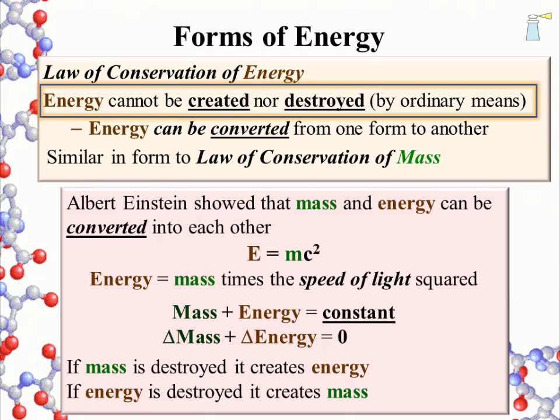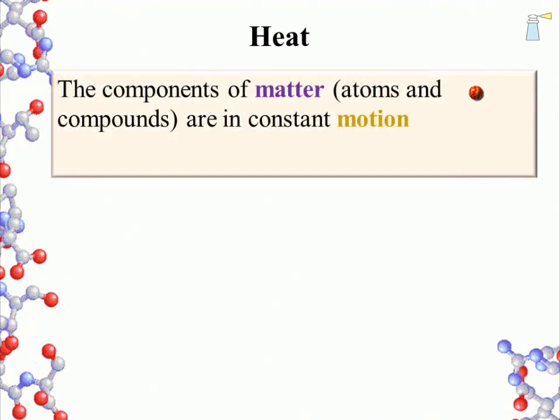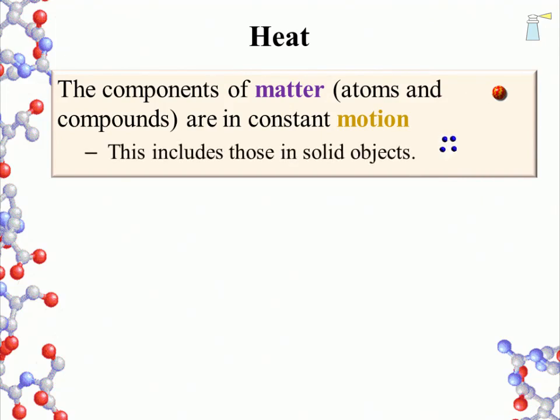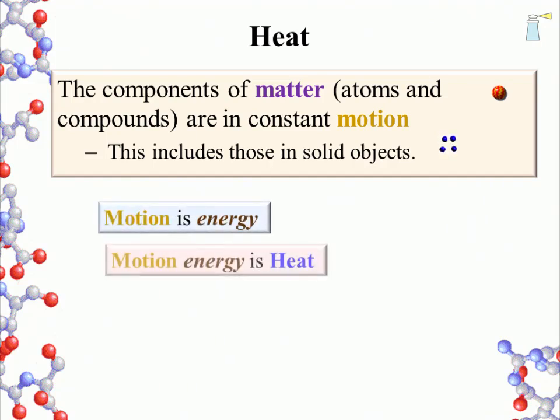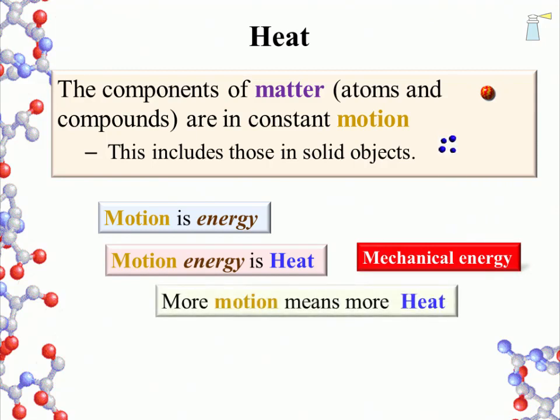Energy cannot be created or destroyed. And that goes for the form of energy called heat. The components of heat, atoms and compounds, are in constant motion. This includes those in solid objects. The particles in solids vibrate and jiggle in place. In previous lectures, we saw that motion is energy, and motion energy is heat. Heat is thermal energy, and since it is also motion, it is a form of mechanical energy, another physics-based topic. More motion means more heat.